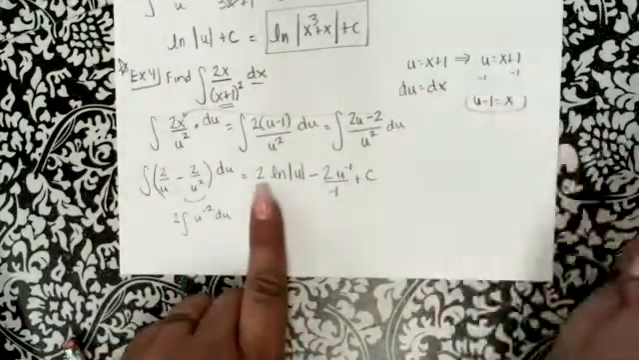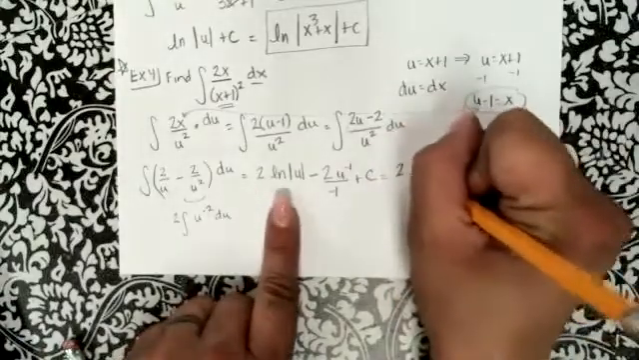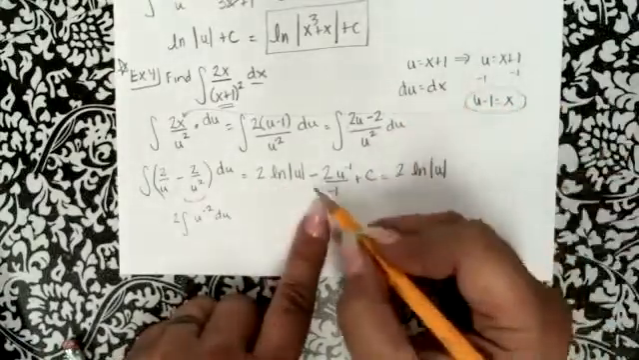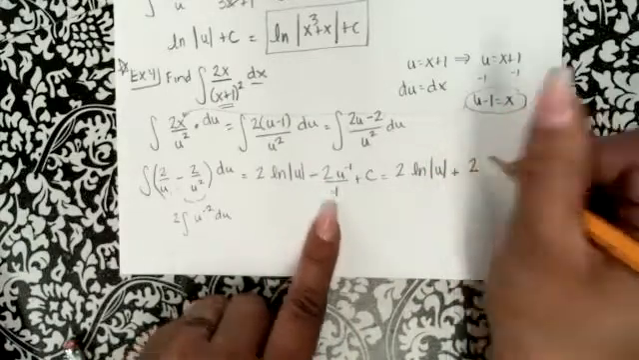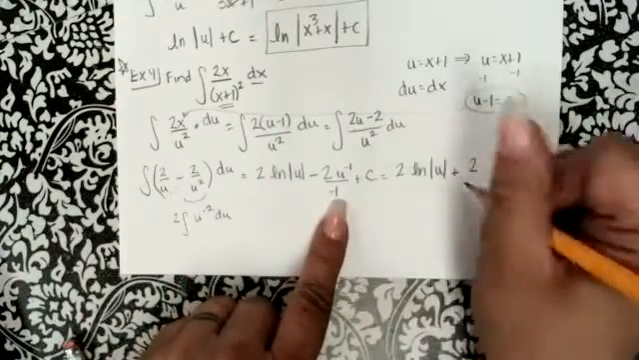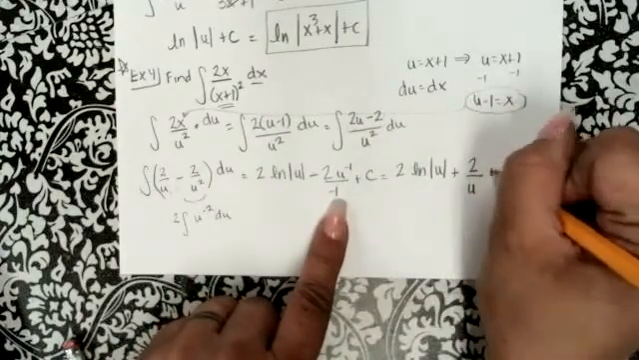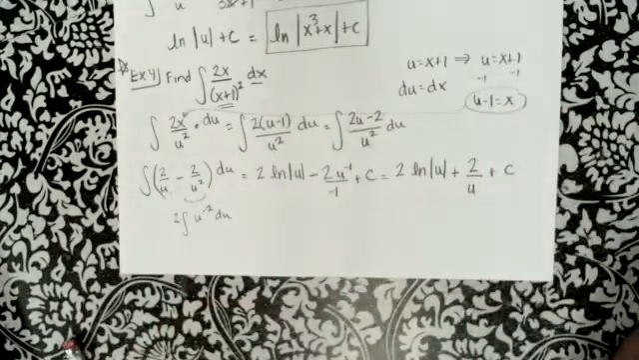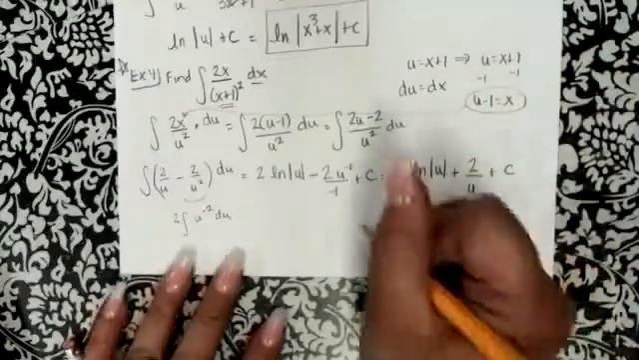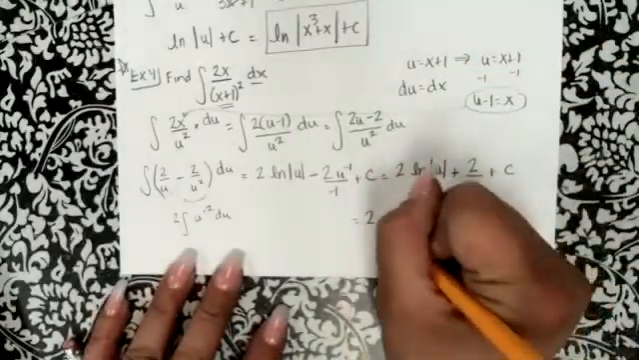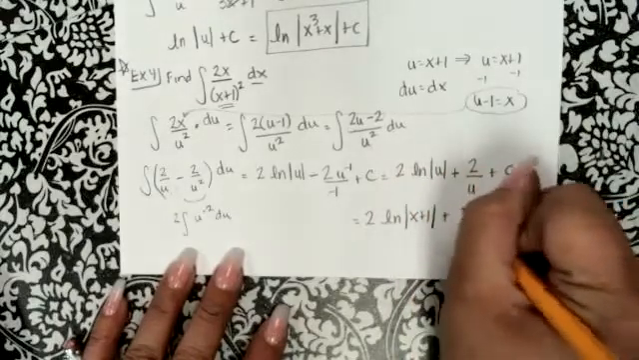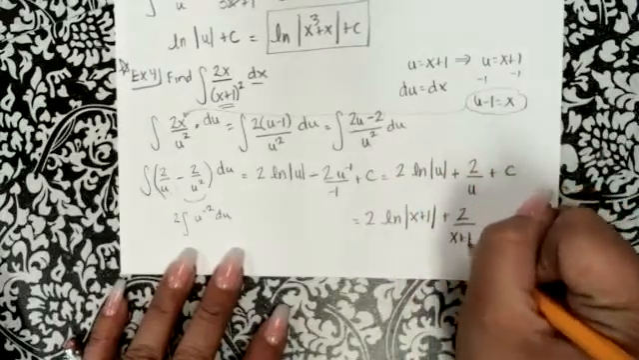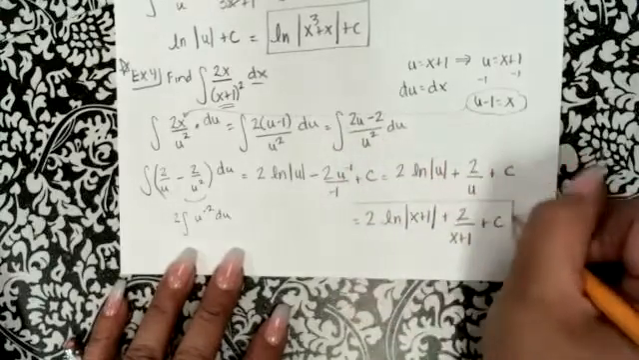I'm going to clean this up. So this is 2 natural log of u. A negative is going to make that a positive. I have a 2, and then because that's u to the negative 1 power, that's actually a denominator. And now just plug the u back in. So this is going to be 2 natural log of x plus 1 plus 2 over x plus 1 plus c.